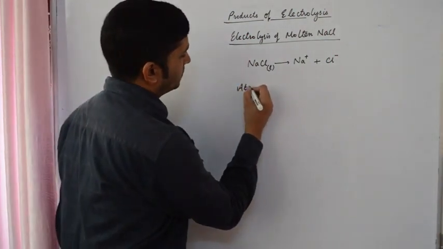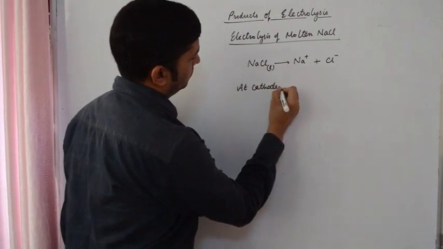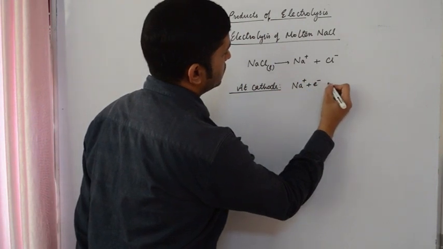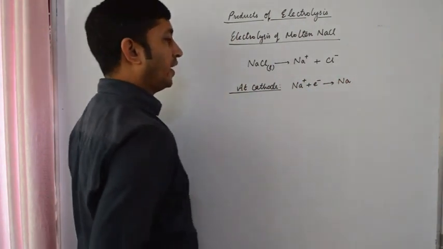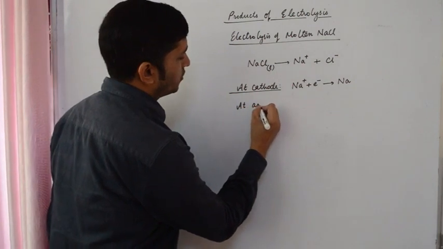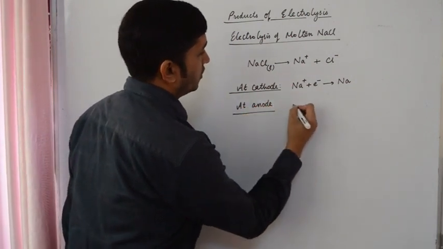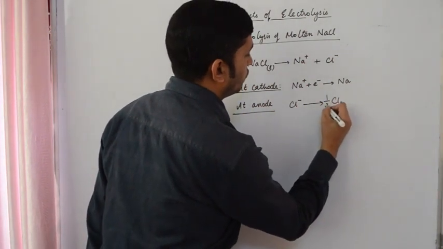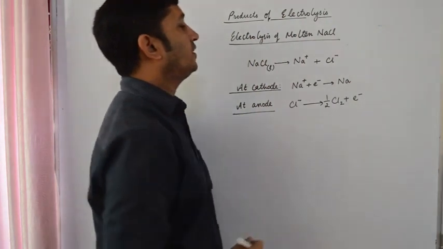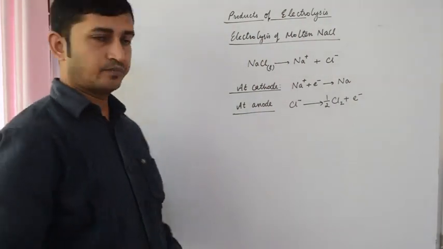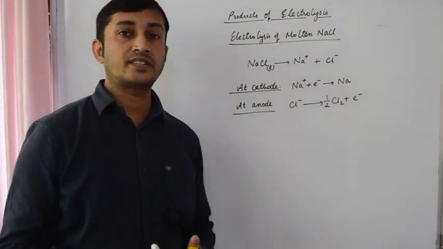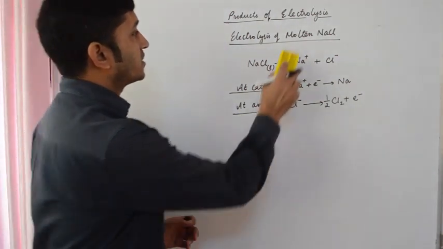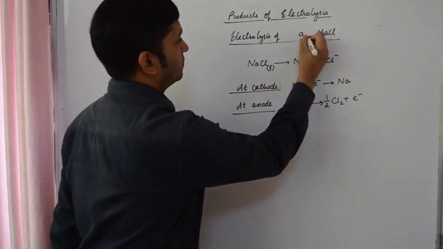So at the cathode, sodium ion will get reduced to form sodium, and at the anode, chloride ion will get oxidized to form chlorine gas. So this was the simple case. But this is not the case when we electrolyze the aqueous solution of NaCl. So now let us see the electrolysis of aqueous NaCl.